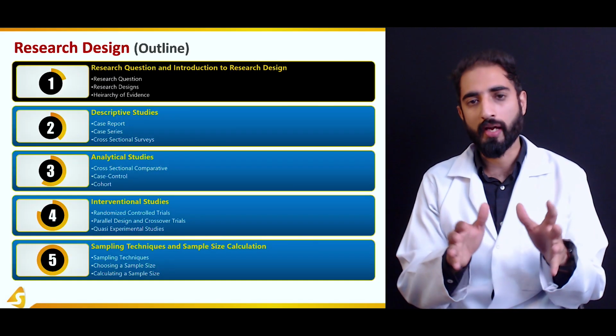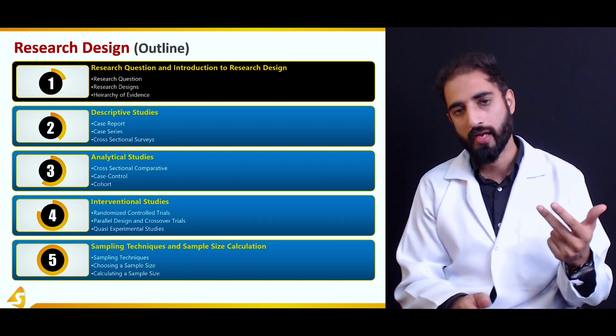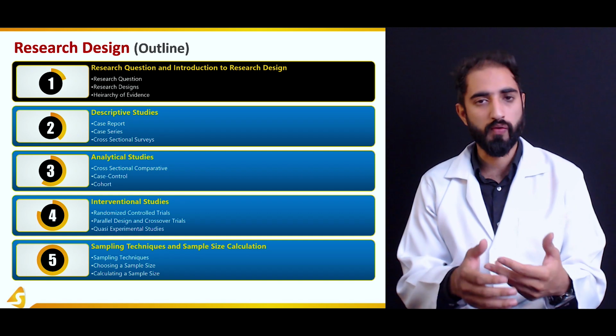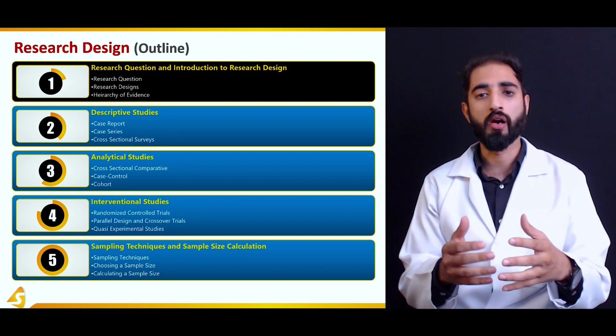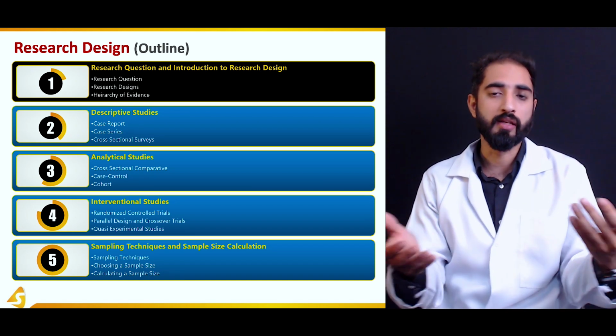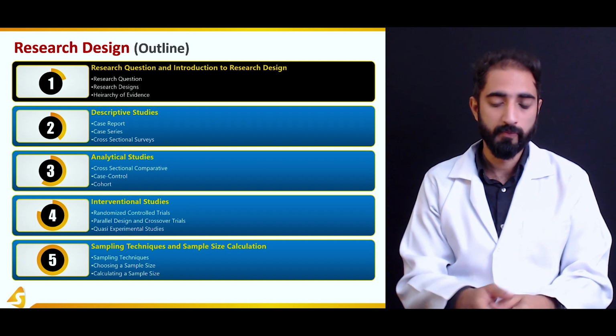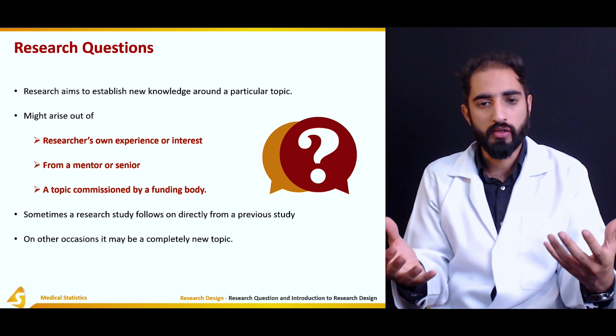So let's take a look at the contents of this lecture, in which we're going to talk about a research question, the classification of research designs and the different types of research designs, and the hierarchy of evidence, that is, how different types of study designs stack in the pyramid of hierarchy. So let's start off with what is a research question.